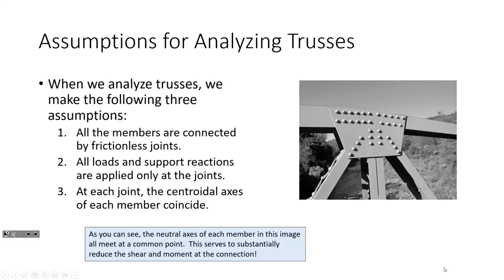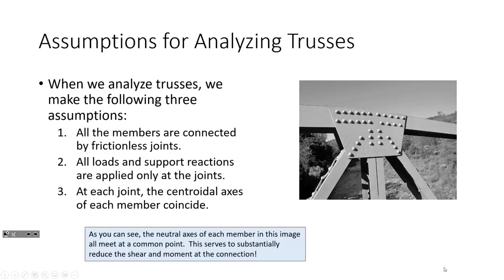Okay, so the first one is that all members are connected by frictionless joints. What that is intended to convey is that when you apply a load to a truss joint and you are analyzing it using the method of joints and method of sections, you can be confident that those results are representative of the only forces that you need to consider.